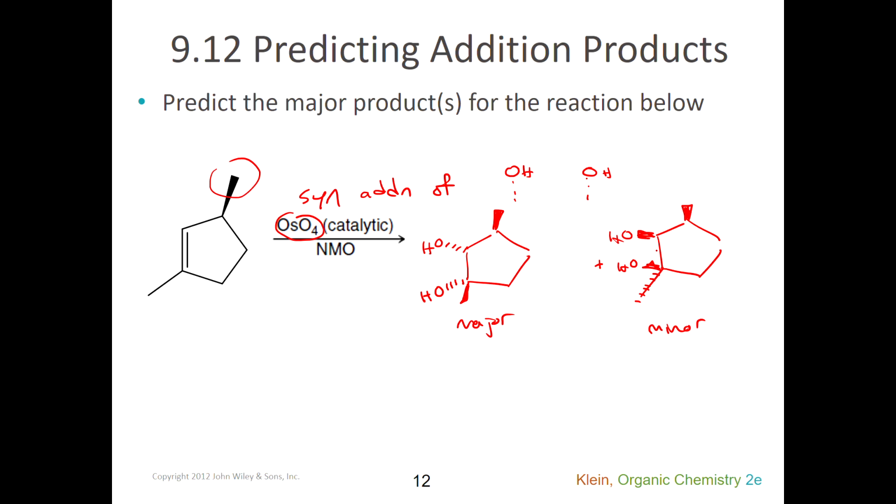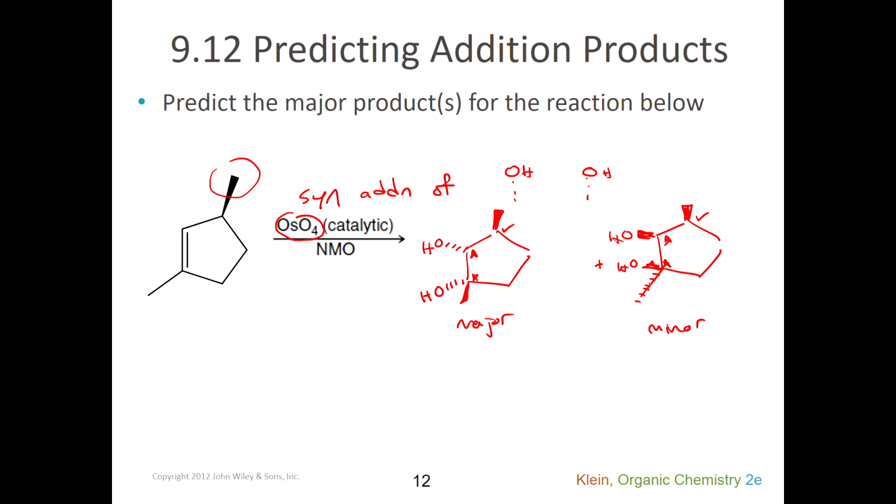Well, they're diastereomers. They have the opposite configuration at two of the chiral centers, but they have the same configuration at another chiral center. So they'd have to have opposite configurations at every chiral center to be enantiomers. So I get two diastereomers, probably one is the major product, and I'd have to figure out how to separate them if I was only interested in making one of them.